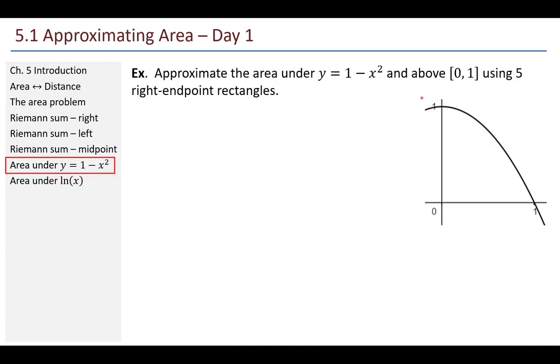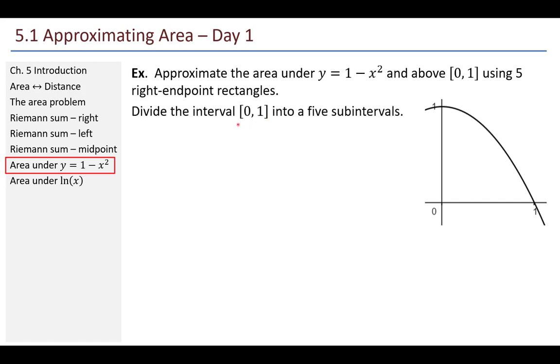Well, we aren't typically given pictures in order to make our Riemann sum approximations. More often, we are given formulas, an actual function that's defined, and based on that function definition, we want to figure out area under the curve. So let's approximate the area under y equals 1 minus x squared and above 0 to 1 using 5 right endpoint rectangles. So this is a right Riemann sum using 5 rectangles. So what's the first step?